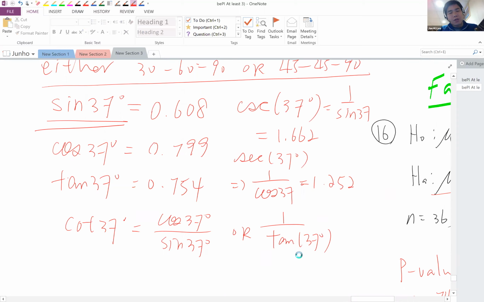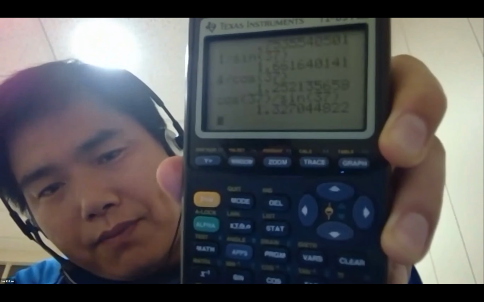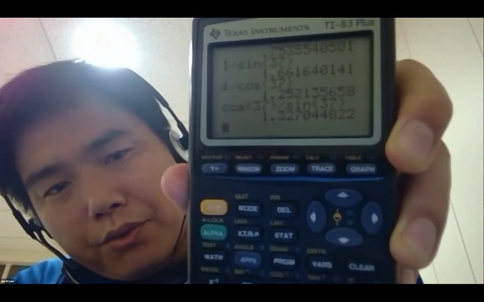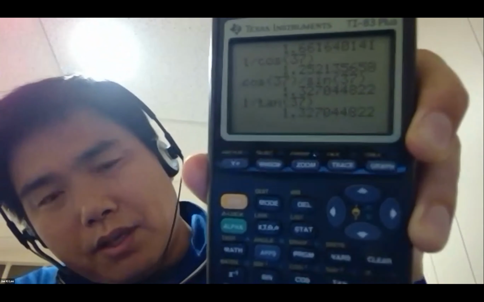But in this case, we have calculated the tangent button already. We better use 1 over tangent, but let's measure both of them. So I'm gonna start sharing. So first of all, here cosine 37 over sine 37. So you see that cosine 37 over sine 37, then the value becomes 1.327.